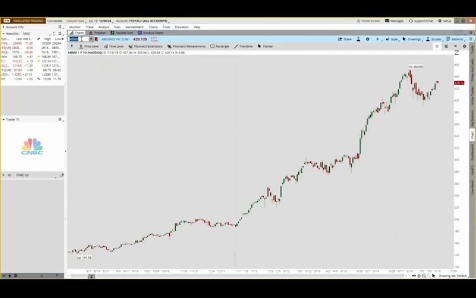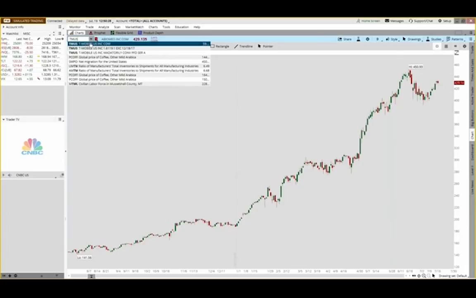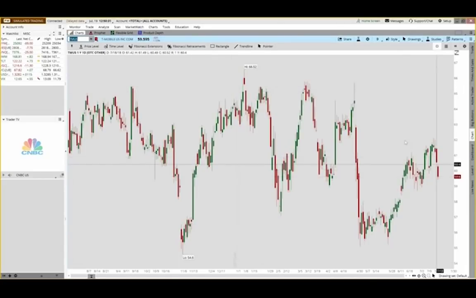But if you have a look at something like TMUS here, T-Mobile, have a look at that and compare it to Biomed. This one is all over the place. The candles are all different sizes. There's a lot of wicks and tails, and there really is no trend here.